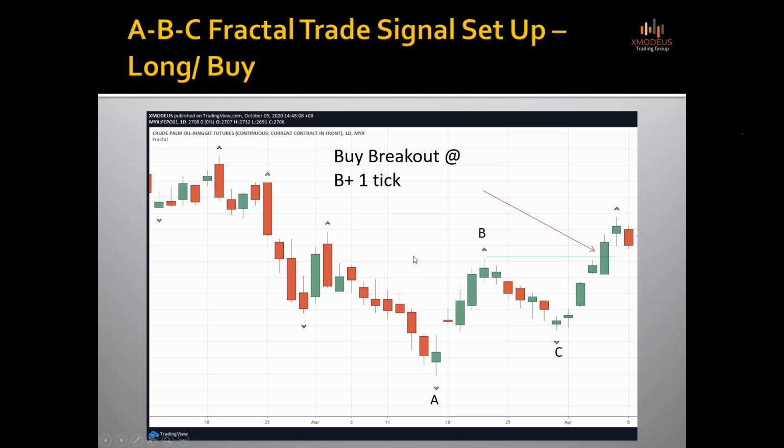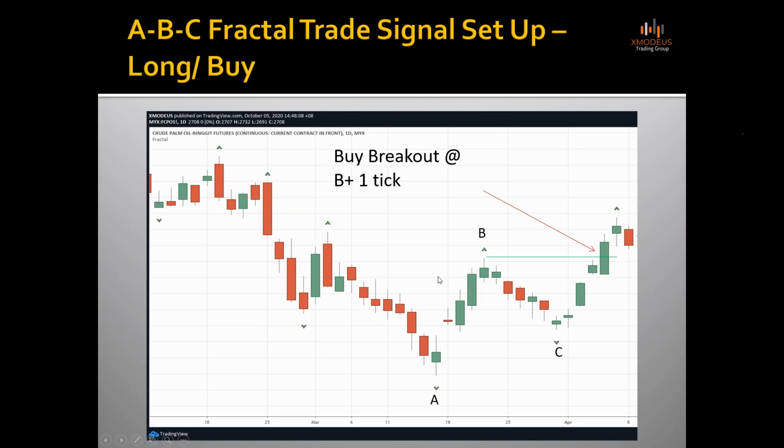And here's an example. This is crude palm oil, and this is a daily chart. This is the A, which is a fractal. B is also a fractal. Then it comes down to C. In a fractal formation you need at least 5 bars, and then you have a C. After C is formed, and this C is not lower than A, that's one of the conditions, it takes out B plus 1, and you have a buy at this particular point.